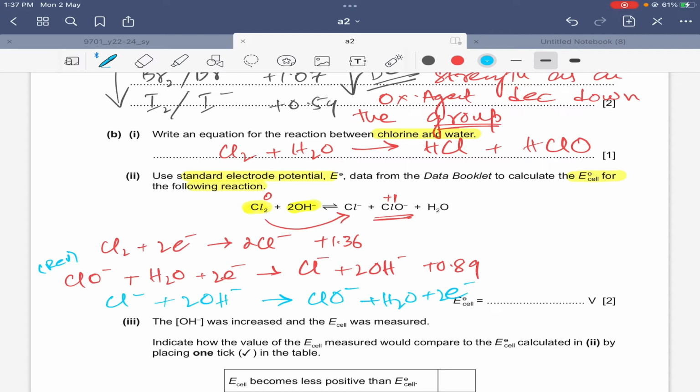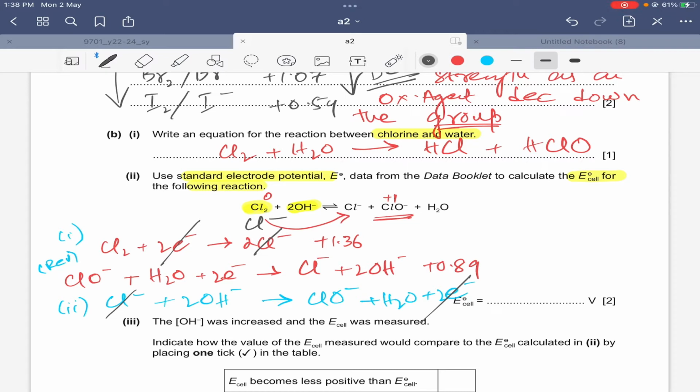Now we have to add the equations. Let's suppose I name this equation 1 and this one equation 2. So let's add both these equations. The two electrons would be cancelled out. Cl minus would be cancelled by Cl minus. So we are left with 1 Cl minus, and no more things are being cancelled out.